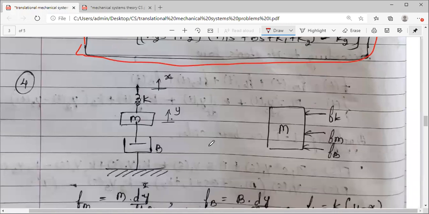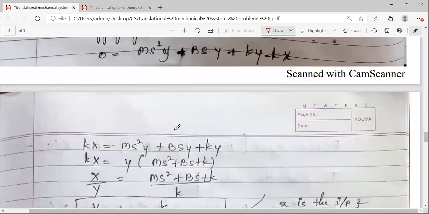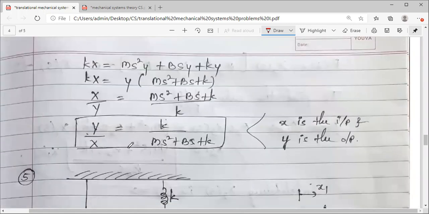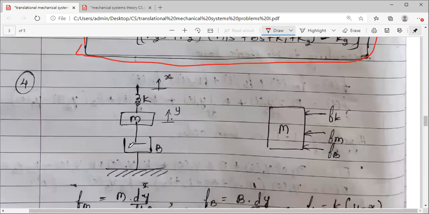Now take down this figure. It's very simple, only 1, 2, 3, three elements are connected. I have written here x, y. Let me give you the hint. Applied force तो नहीं है यहाँ पे, input रहेगा y, output x. Sorry, output by input. Y is your output, x is your input.